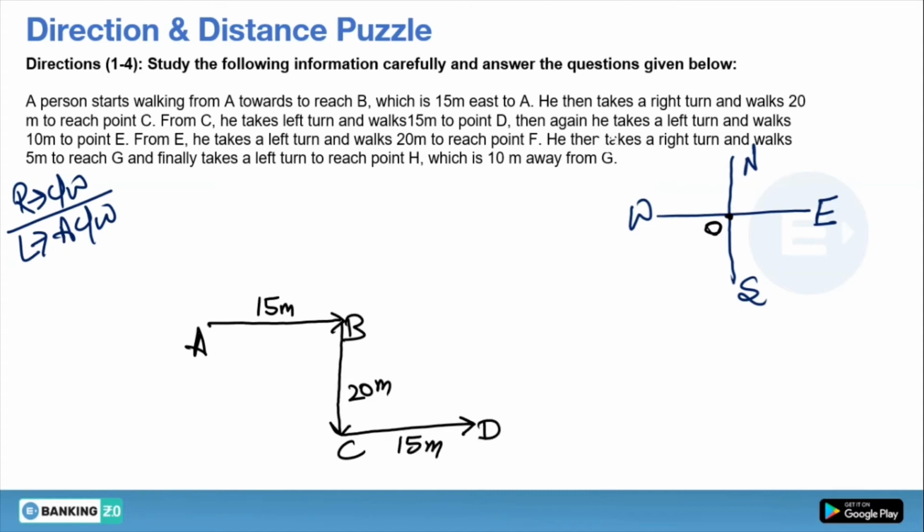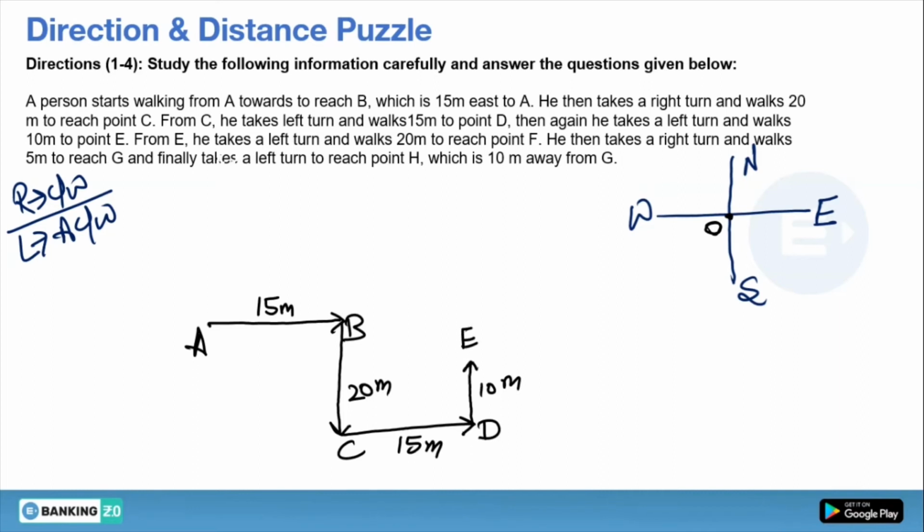Then again he takes a left turn and walks 10 meter to reach the point E. Now from D, left turn will be 90-degree anti-clockwise, and he walks 10 meter. So 10 meter is half of 20 meter, so we have to make a shorter line than B and C. Let's suppose this is 10 meter and the point is E point.